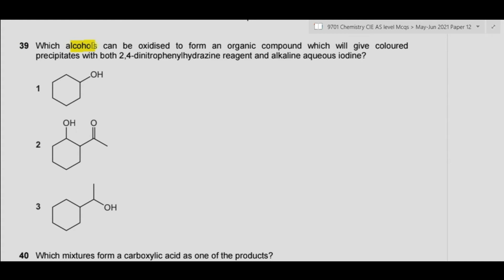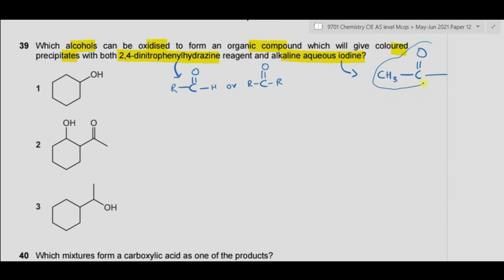Question 39. Which alcohols can be oxidized to form an organic compound which will give colored precipitates with both 2,4-DNPH and alkaline aqueous iodine? Now you should remember that 2,4-DNPH gives colored compound with aldehydes and ketones, while alkaline aqueous iodine gives colored product only with product having methyl group directly attached with carbonyl carbon. This must be present.